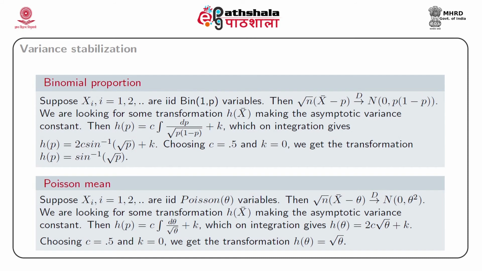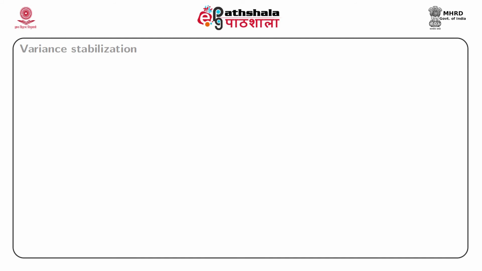So, from the differential equation as we have formed, we get h(theta) as 2c times square root of theta plus k. Now, choosing c equal to 0.5 and k equal to 0, we get the transformation h(theta) as square root of theta. Next, we proceed to normal variance.